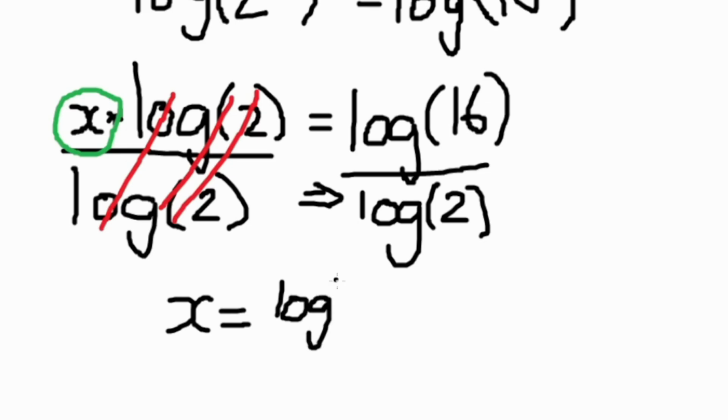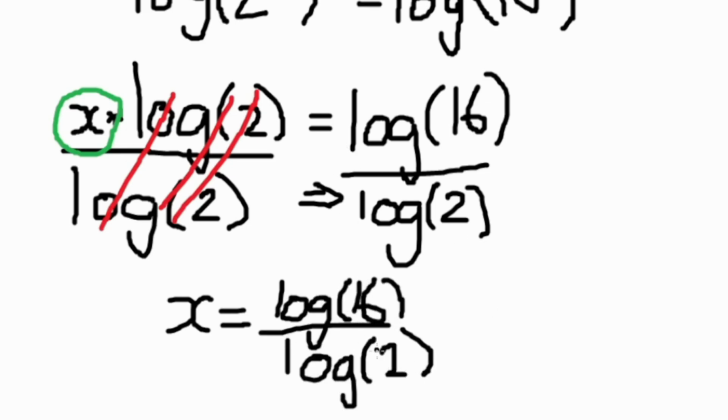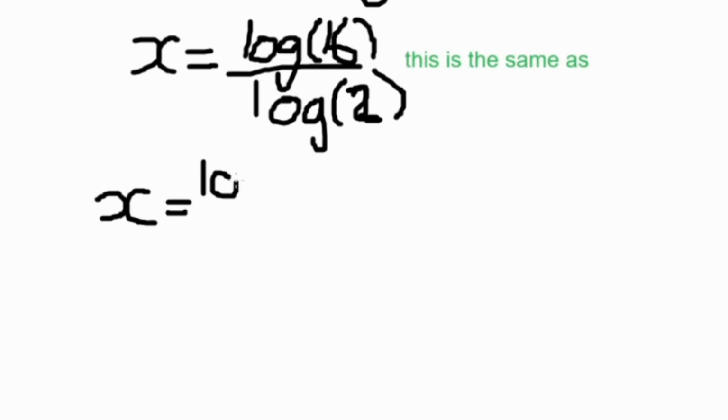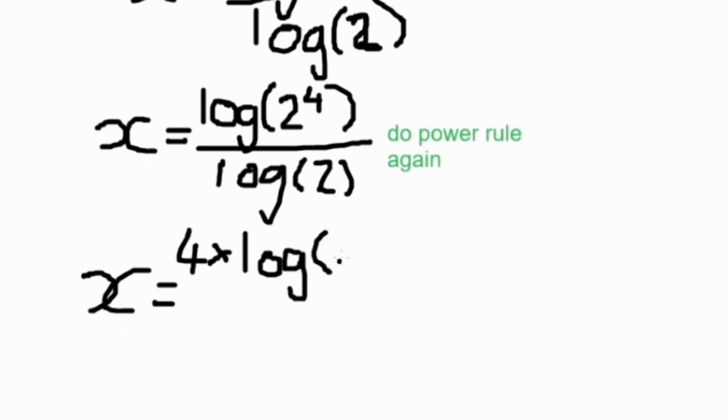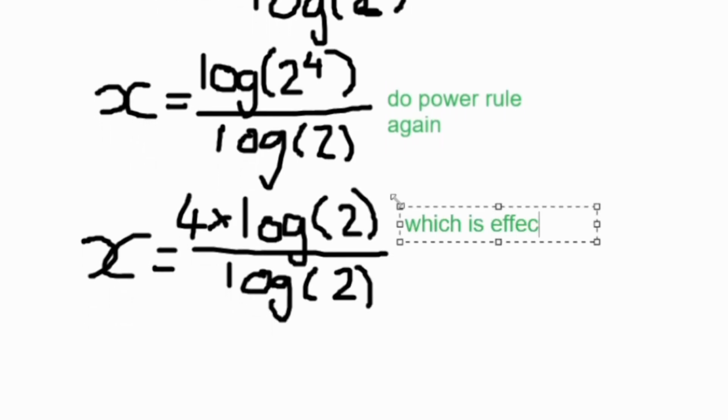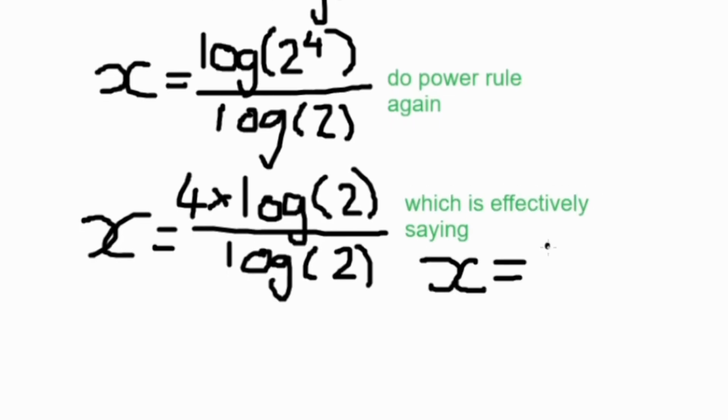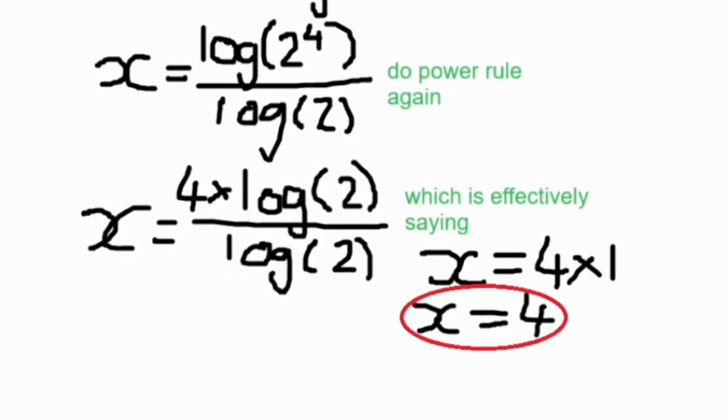x equals log of 16 divided by log of 2. This is the same as log of 2 to the power of 4 divided by log of 2. And if you apply the power rule once again, we have 4 times log of 2 divided by log of 2. Now, anything divided by itself that is non-zero will equal 1. So this is saying x equals 4 times 1. In other words, x is 4.